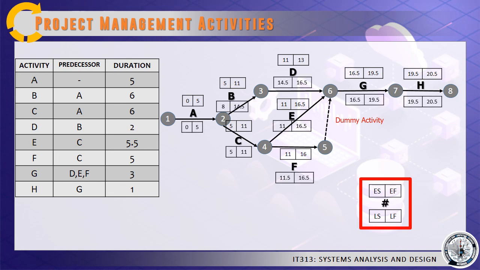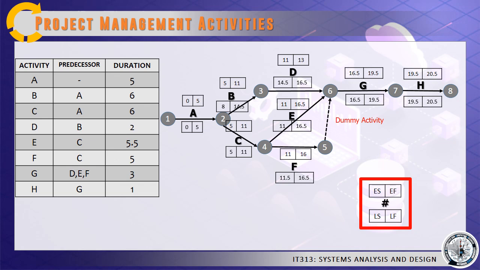The boxes below our activity name are our late start time and our late finish time. To identify their values, we'll be using the backward pass. So we'll be starting with activity H. That means we will be subtracting the duration from the late finish time. So starting with 20.5, we'll be subtracting 1 because 1 is the duration of our activity H. So that yields 19.5.